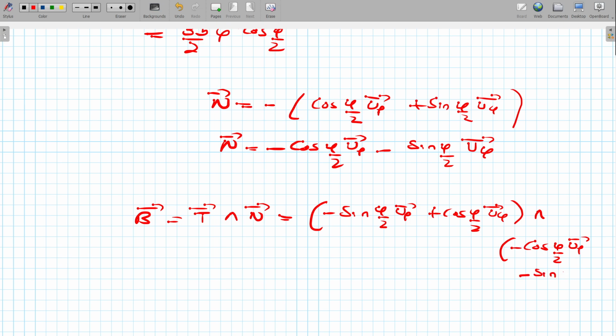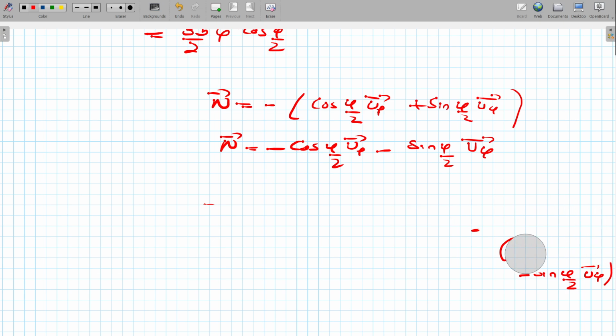Minus sine phi divided by 2 u phi, like so. Okay, so this is what we have. Right, so things are not clear here. Let me write it one more time.